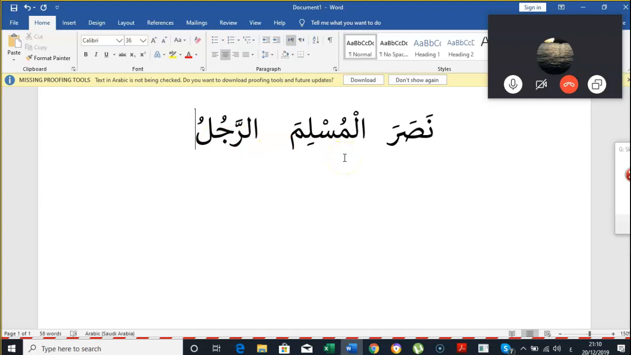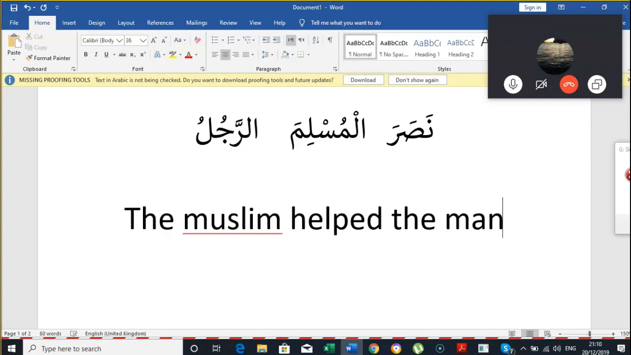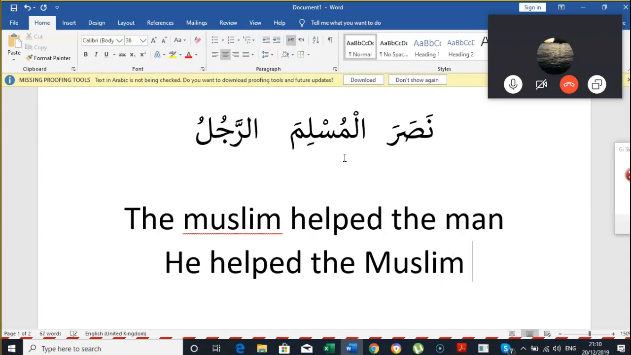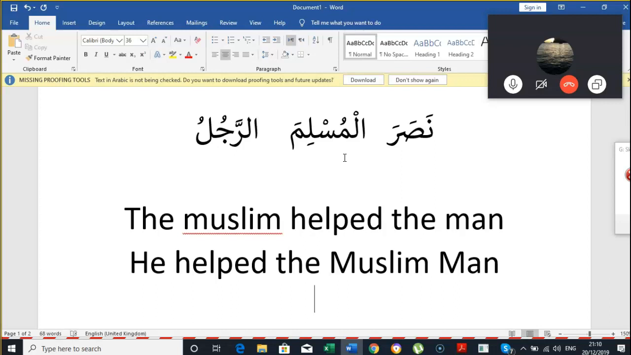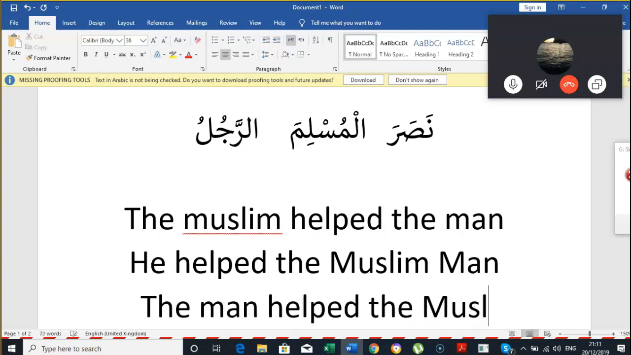Okay, Nasara al-Muslima ar-Rajulu. What does Rajul mean? Man, the man, yeah. Translate this. Nasara al-Muslima ar-Rajulu. Okay. The Muslim helped... But, you know, it's wrong. He helped the Muslim man. No, because the Rajul has the doer marking, so not Muslim. Someone actually said the right answer, and everyone else said no, it's not that. The man helped. Yeah, the man helped the Muslim.